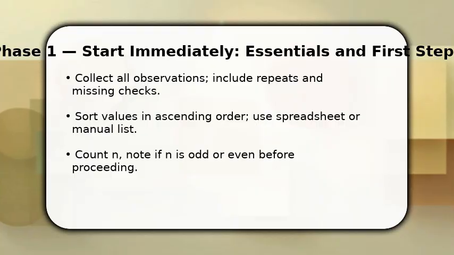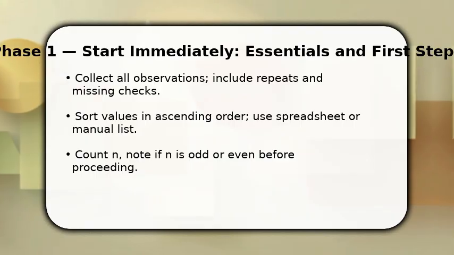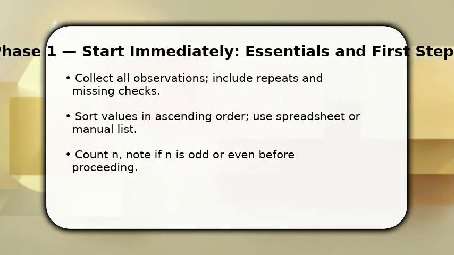Enjoy the video. You start by gathering every data point and immediately sort them in ascending order. Do this now so order-dependent steps are valid. Once done, count n, the total number of observations, because the method depends on whether n is odd or even. Make sure to exclude blank entries but keep repeated values.